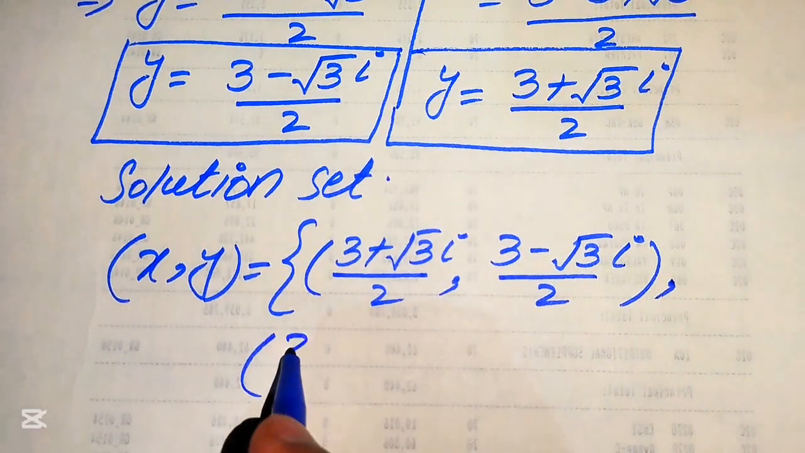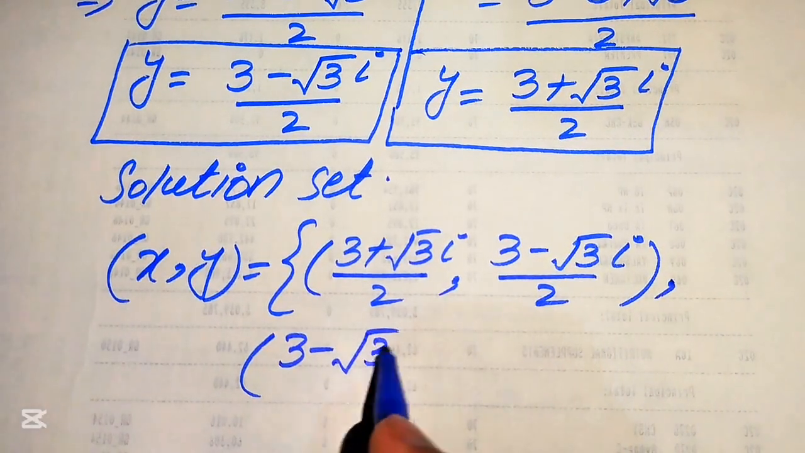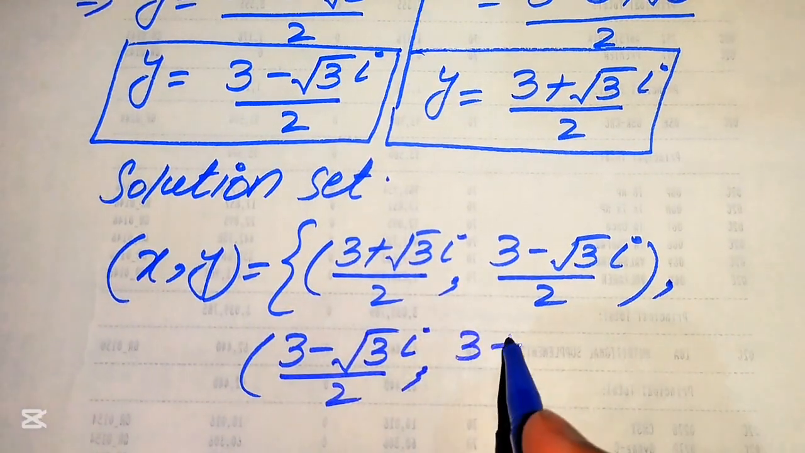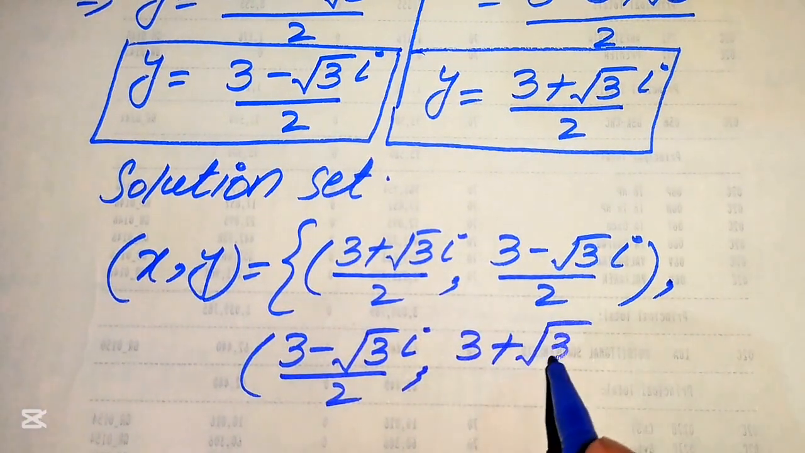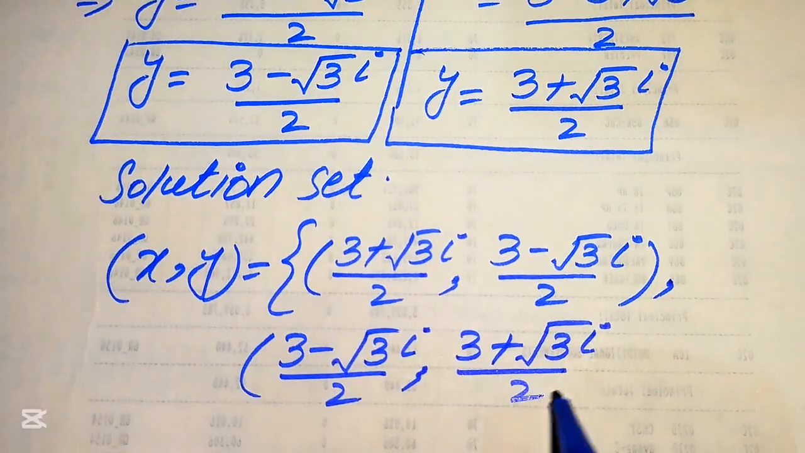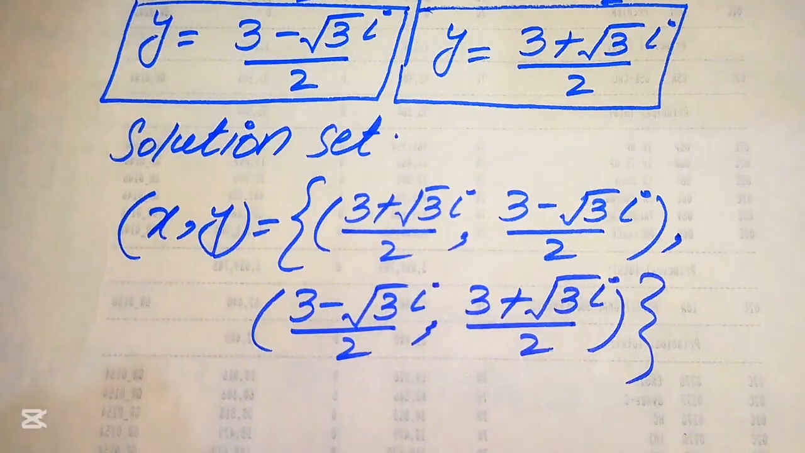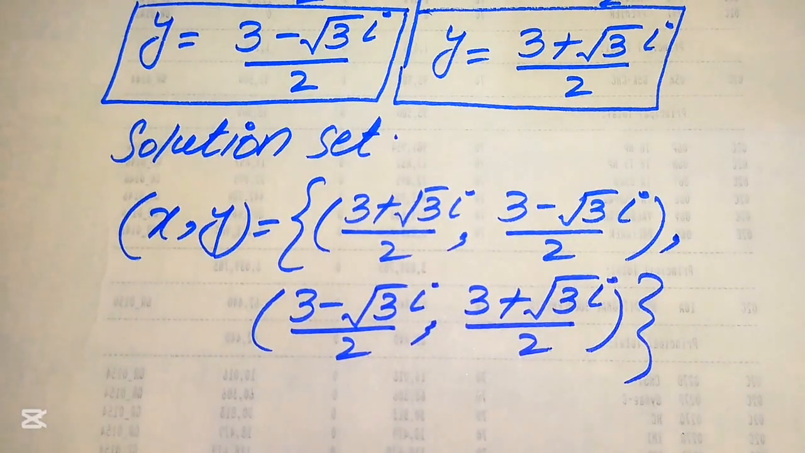And the second solution set is: the value of x is (3 − √3 i)/2, and the corresponding value of y is (3 + √3 i)/2. So this is the second solution of the given equation. So these are the two solutions of the given equation, and this is the final answer.